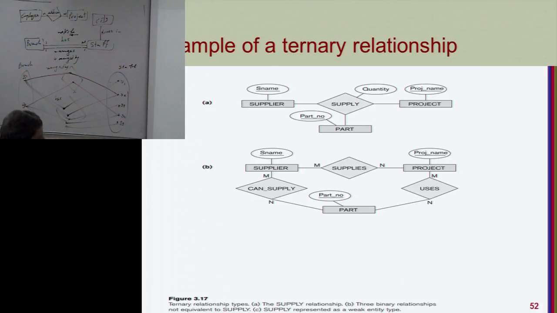So S1 supplies P1 to J1, right? How many? How many parts? What's the quantity he supplied? When he supplied? The date, right? How? Maybe how? By air, by ship, by whatever, right? So, how many? Let's talk about how many, or the date.